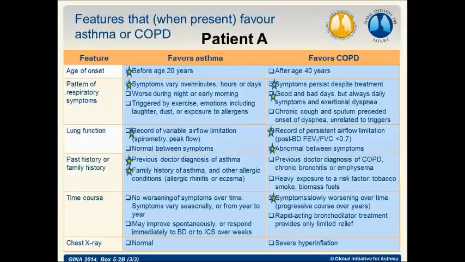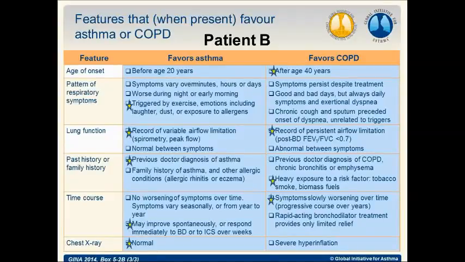So when you look at both my patients, patient A, onset before 20 years, symptoms vary, record of a variable airflow limitation, previous doctor diagnosis of asthma, she's got a family history of asthma. So she's got 4 criteria that fit in with the diagnosis of asthma. But she also has persistent symptoms, she's got persistent airflow limitation, and her symptoms are gradually worsening over time. So she's got 4 features of each. So clearly by Gina, she's ACOS, right? Anybody disputes that? That's Gina, not me.